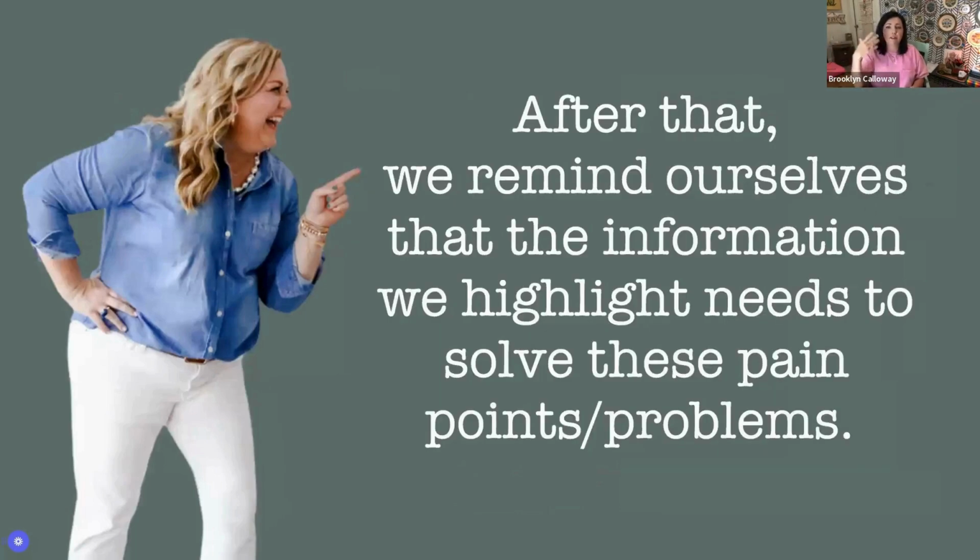After that, we remind ourselves that the information we highlight in these 9 posts, or 2 of the 9 posts, needs to solve these pain points or problems. We need to highlight the information about Social Club that will show them that if they join, they'll be less overwhelmed. They'll become more visible online and less overlooked, and they'll be more confident in their ability. So what details would do that? That's what you're thinking about. And then that's the information that you want to share in those 2 of the 9 posts.